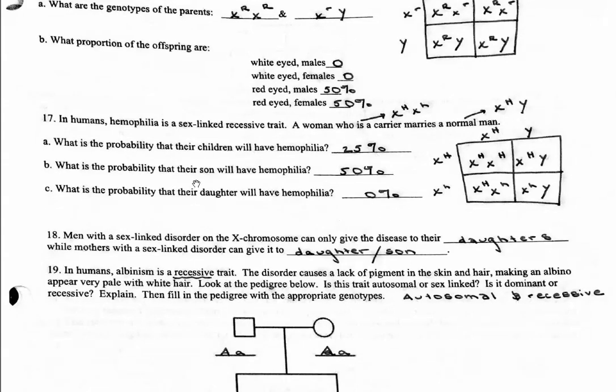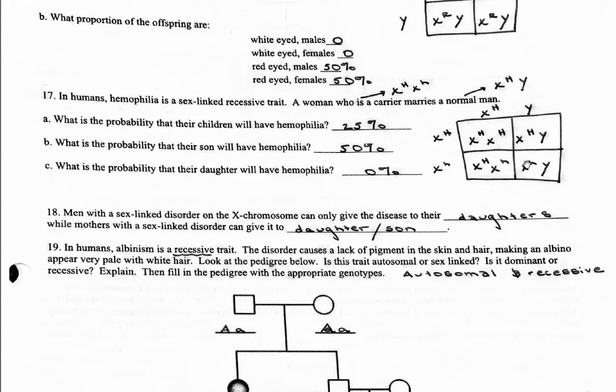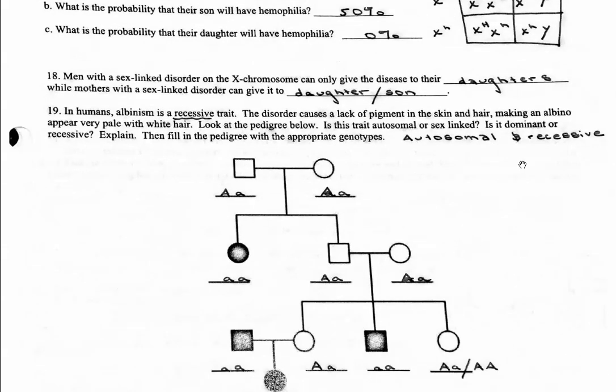Okay, so make sure to read the question carefully because this is what's the probability that their son will have hemophilia. So they've got 2 sons. The probability that their son will have it is 50% because it's 1 out of 2. Men with sex-linked disorders give it to their daughters. Remember, they're the ones that give the daughter the second X. Otherwise, it would be giving a Y, and that would be a son. While mothers can give it to either of the 2.